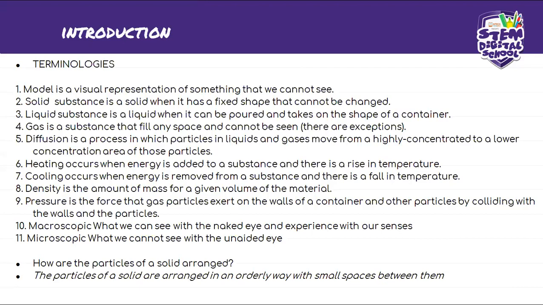We also look at gas. It is a substance that fills any space and cannot be seen, but sometimes there are exceptions. Then diffusion. Diffusion is a process in which particles in liquids and gases move from a highly concentrated area to a lower concentrated area. As an example, when you spray perfume at one corner of a room, a person at the other end will smell it. Where you spray is the concentrated area, so the particles begin to move to where it is less concentrated. That is diffusing.